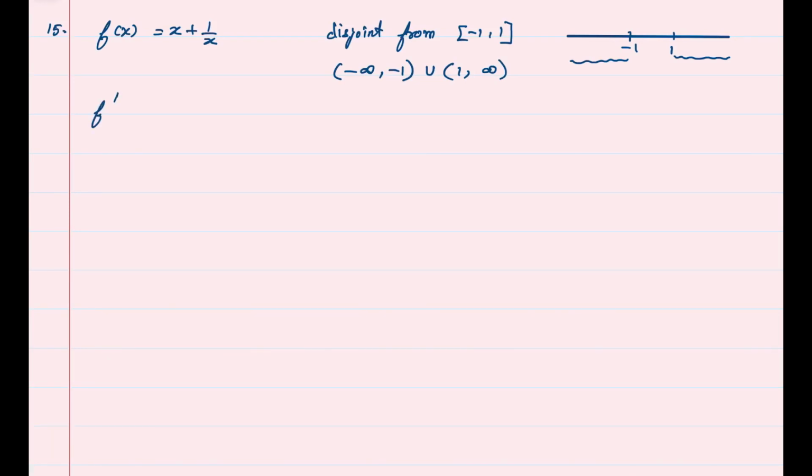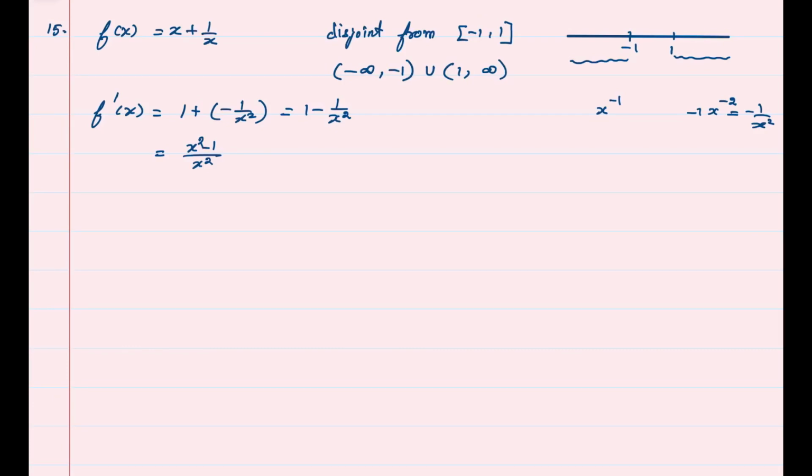Let us find f dash of x. 1 plus derivative of 1 upon x is minus 1 upon x square, that is taking 1 by x as x raised to minus 1. Using n into x raised to n minus 1 formula, we get minus 1 x raised to minus 2, which is minus 1 upon x square. We get 1 minus 1 upon x square. We can check the sign of f dash by taking values from each one of these intervals, or we can take LCM.